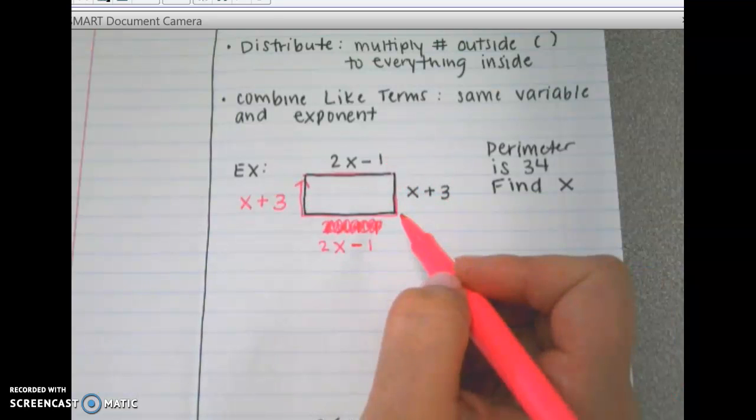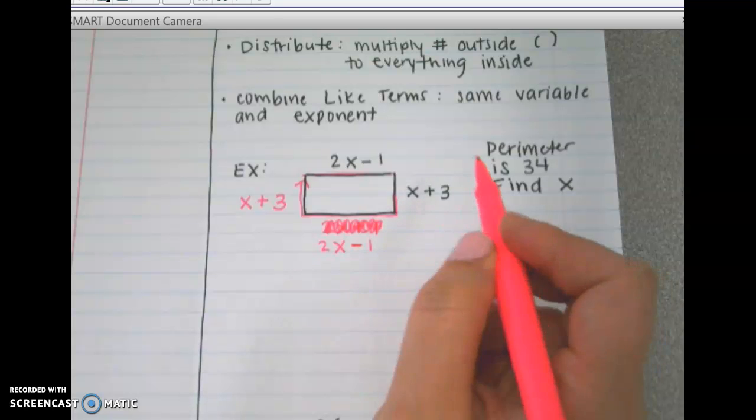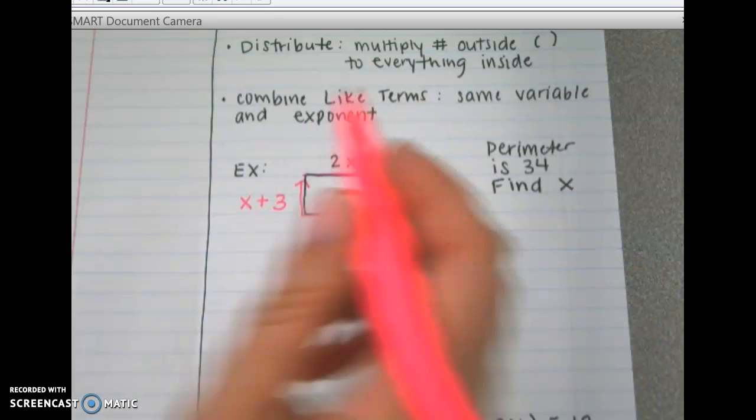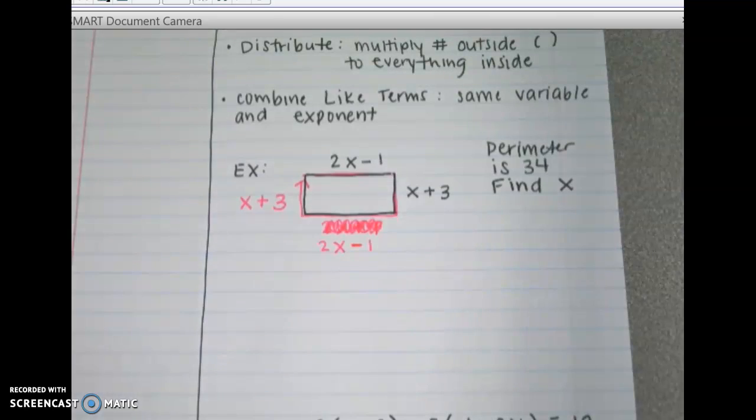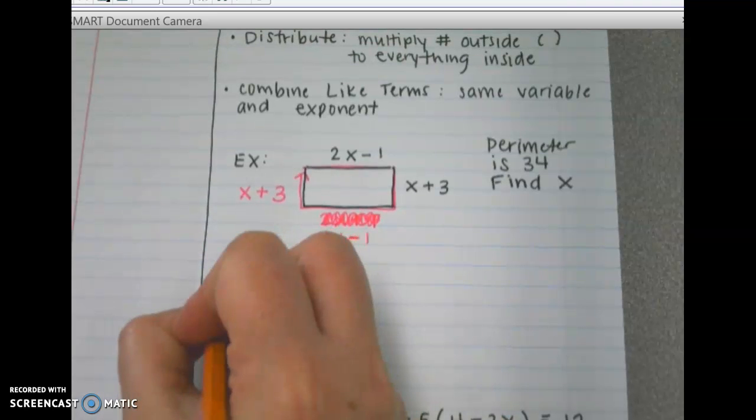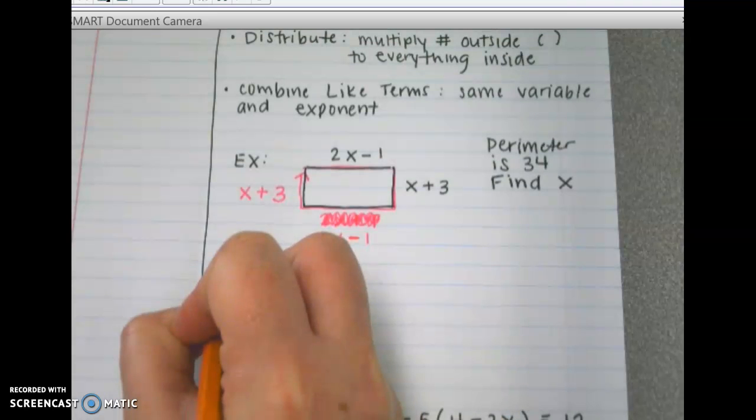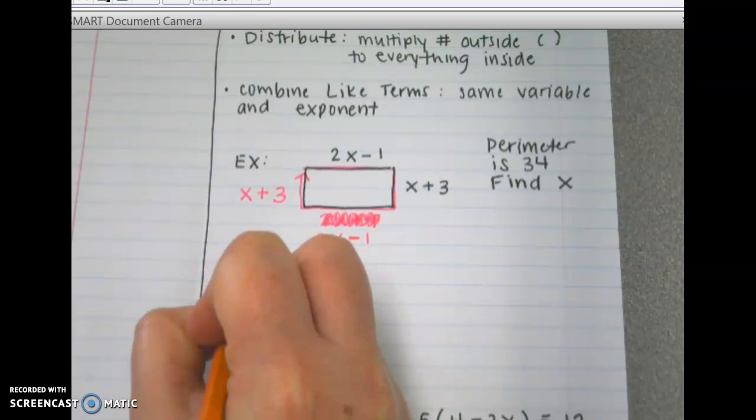All right, so since perimeter involves adding, that's where we get into combining like terms. I'm going to show you two ways to do this. One of them is with distribution, and the other way is to write it all out. So, method 1.